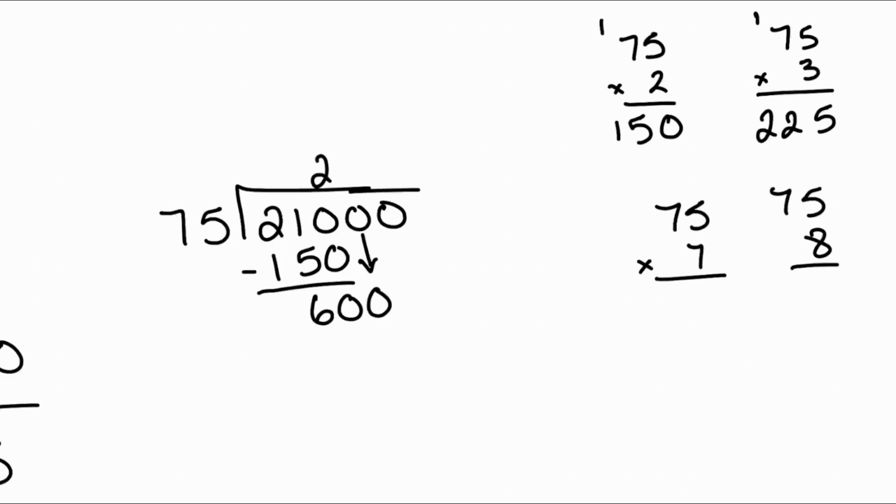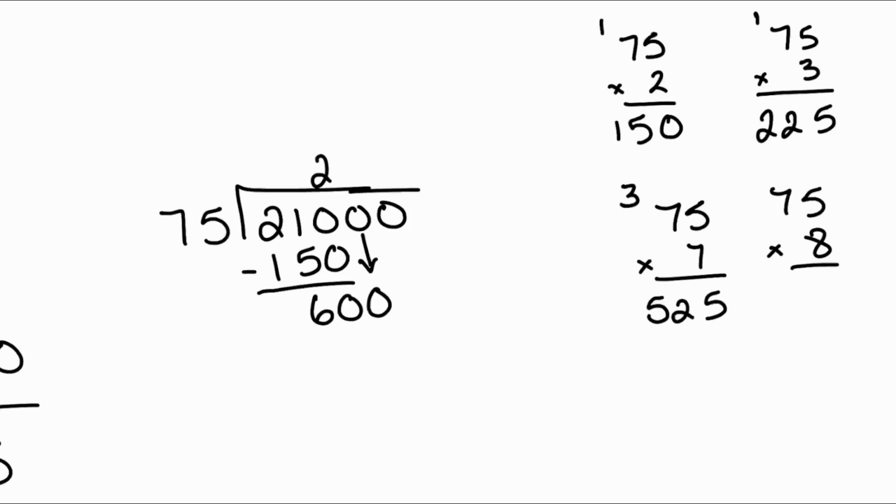So let's do times 7. 5 times 7, that's going to be 35. Carry the 3. 7 times 7 is 49. Carrying the 3 is 52. Okay, so 525, pretty close. But let's see if we can get even closer.